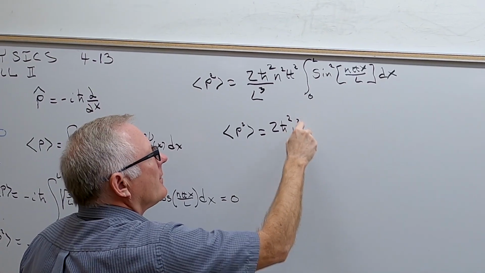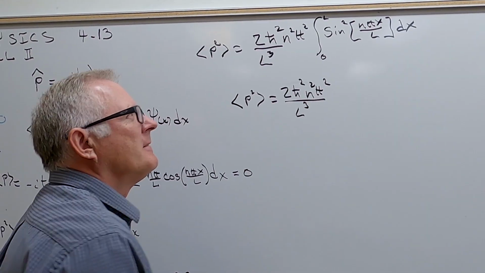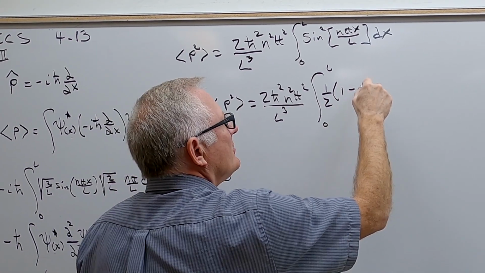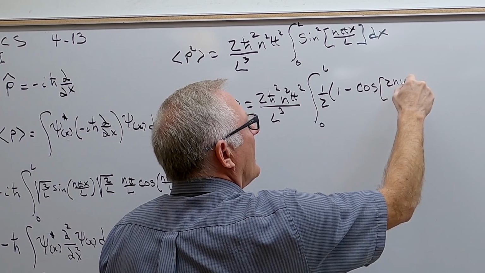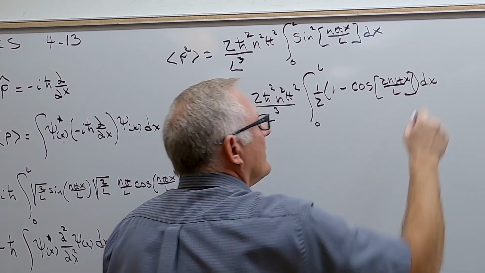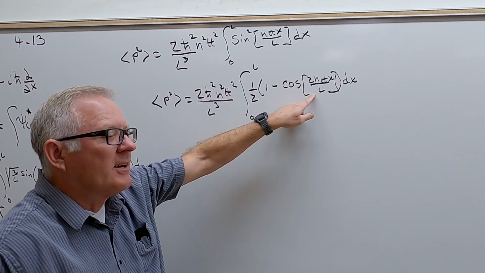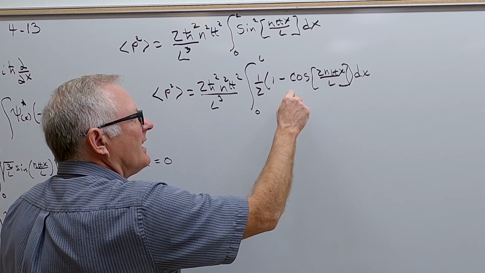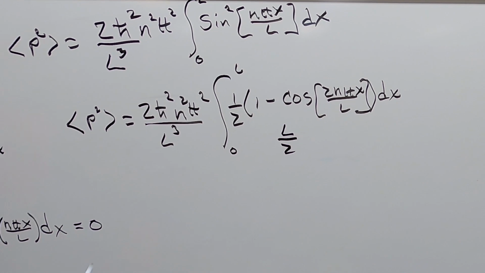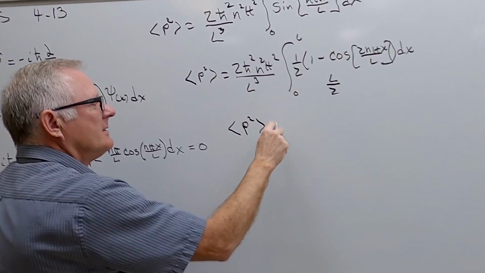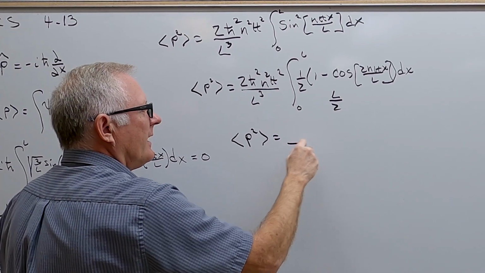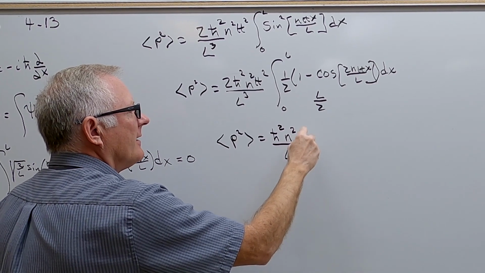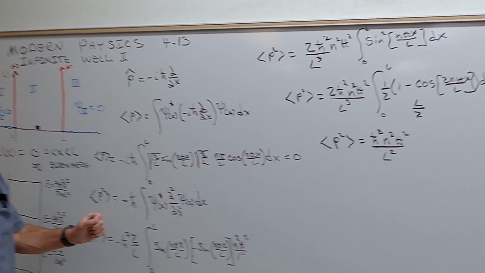So that's p squared is equal to 2 h bar squared n squared pi squared all over L cubed. And we get the integral from 0 to L of 1/2 times 1 minus cosine of 2 n pi x over L dx. Okay, we said last time that this integral is 0. This integral is just going to give me L over 2. So this whole integral is just L over 2. And if I put it together with this p squared is equal to, one of the L's drops out, so that's just an L squared. The 2's drop out, and we get h bar squared n squared pi squared. So there is your average momentum squared.